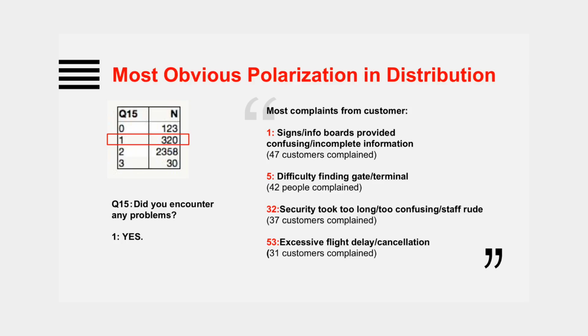First, signs and information boards provided confusing and incomplete information. Second, difficulty finding the gate and terminal. Third, security took too long and was confusing. And the last one is that many flight delays and cancellations are really annoying. Those aspects really annoyed our customers, so we need to find a way to improve them.